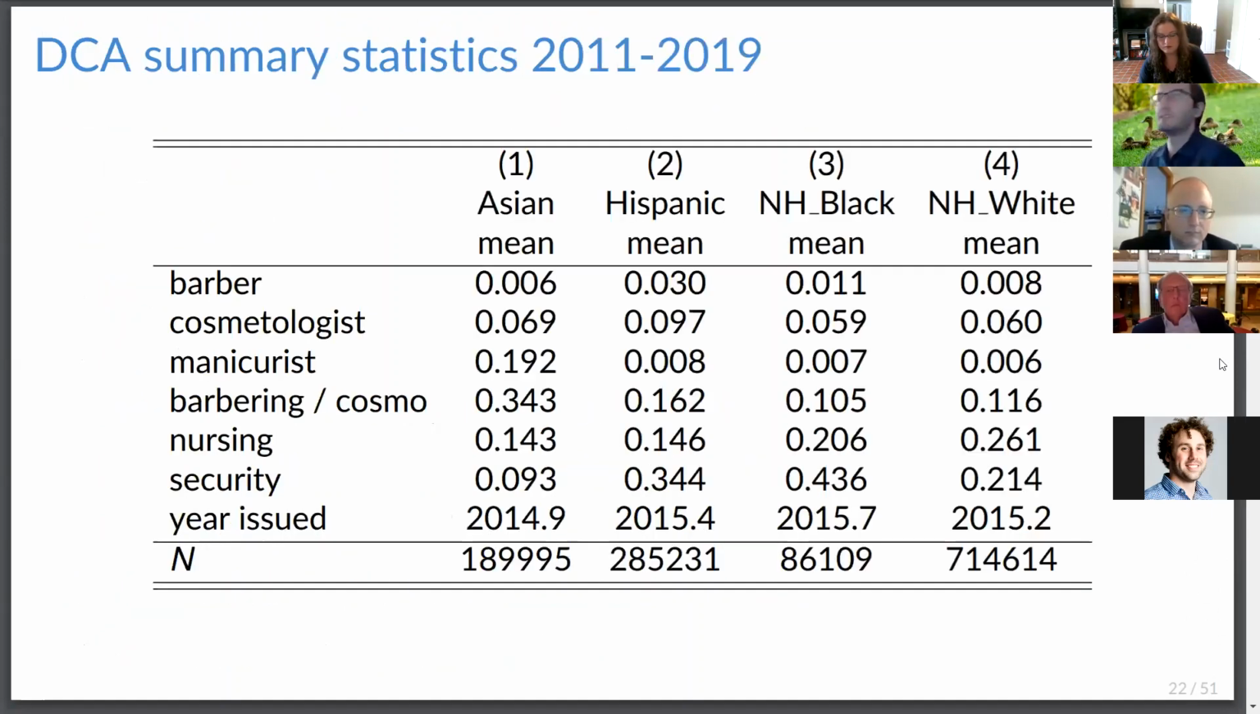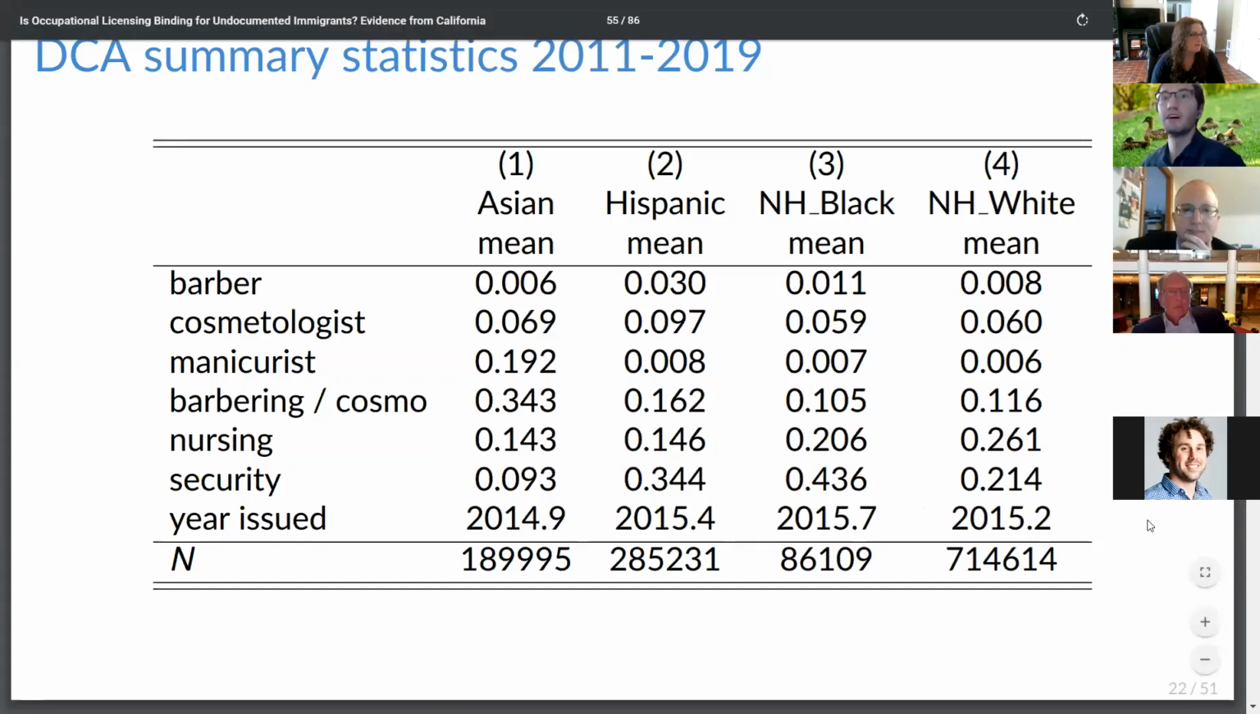All right, so there are some summary statistics of this data. I have, by this imputed race, some of the important occupations we might think about and how common they are for each race. The thing that was sort of shocking to me was how common security guards are in this data. There are a lot of security guards, especially among Hispanics and non-Hispanic Blacks. So this is generally what the data looks like. I restrict my sample to between 2010 and 2019.